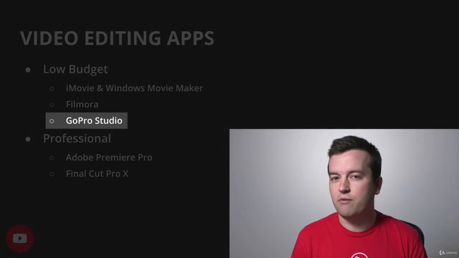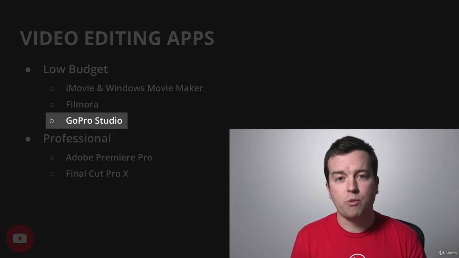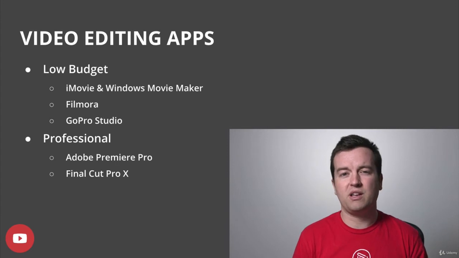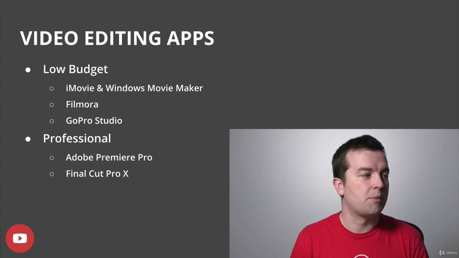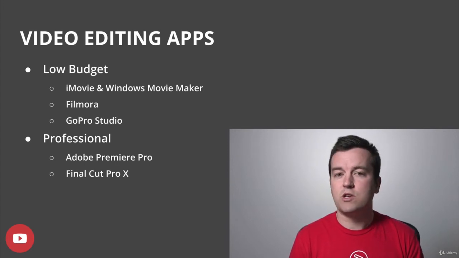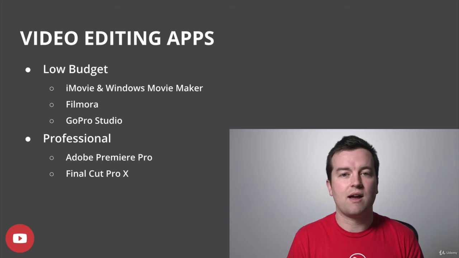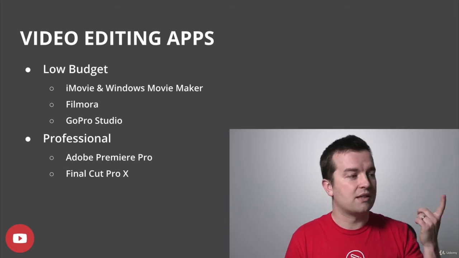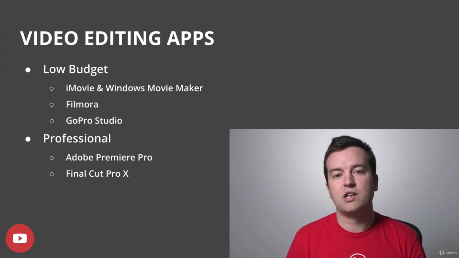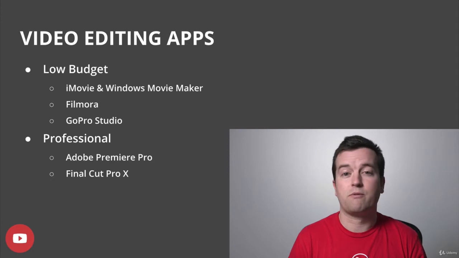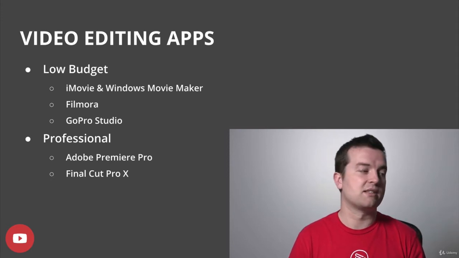GoPro Studio is a free editing app that comes with your GoPro, but even if you're not using GoPro, I believe you can download it for free from their website, and it has some features that make it super easy to use, especially on mobile phones and mobile tablets. You can actually edit right there. Speaking of, I don't have it on this list, but Adobe has released Adobe Premiere Rush, which is a more basic video editing app, great for on-the-go editing, great for editing on your mobile devices as well.